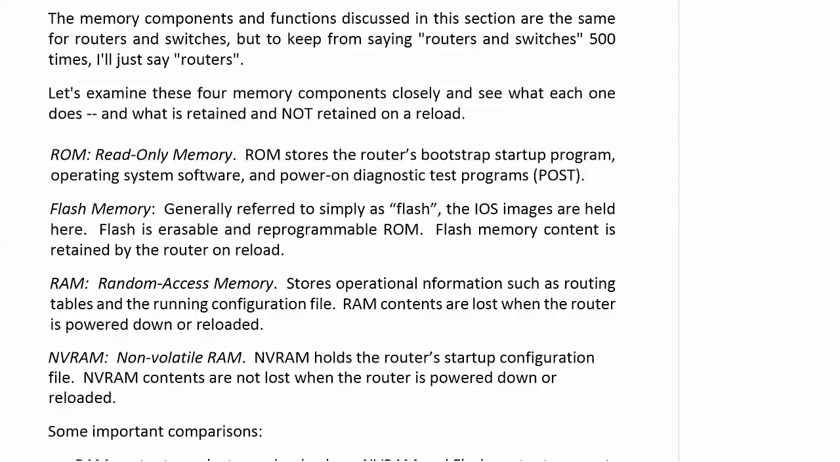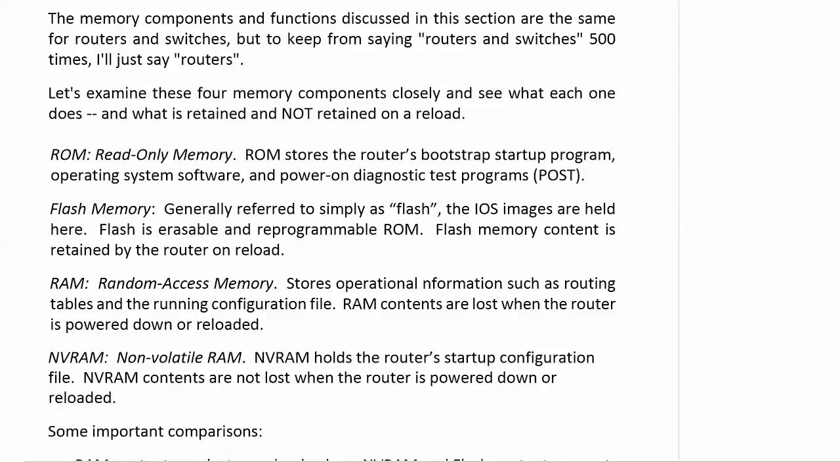Now, with random access memory, or RAM, this stores operational information such as routing tables and the running configuration file. Now, the contents of RAM, we're going to lose when we reload the router. So we're going to lose our routing tables. They're going to have to reform when the router comes back up, and the running configuration file is lost.